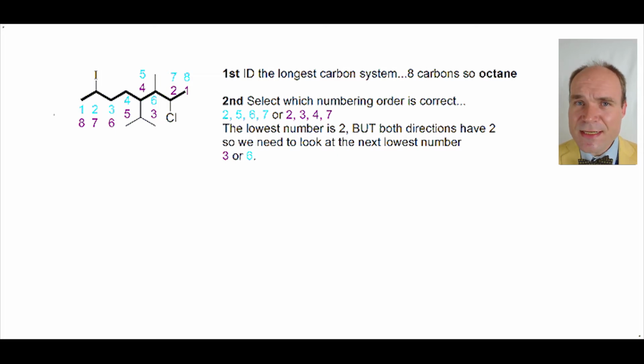So we need to look to the next lowest number and see if there's a difference there. Well, now it's 3 versus 5. 3 is lower than 5, so we're going to number from right to left.